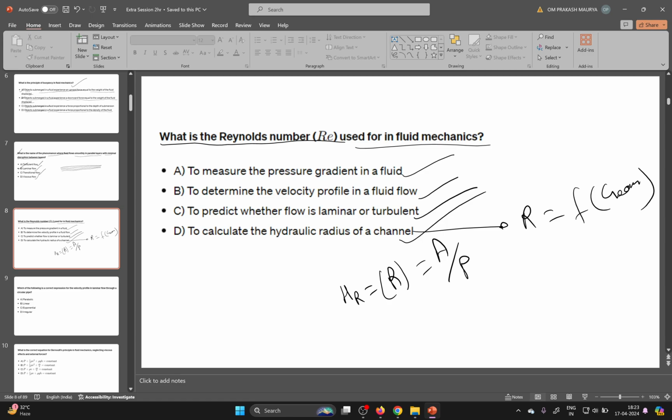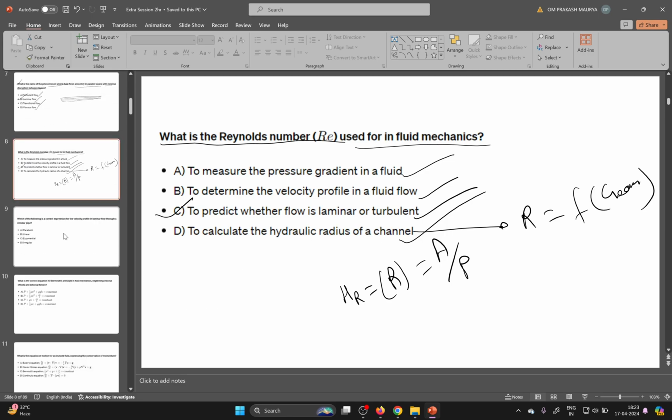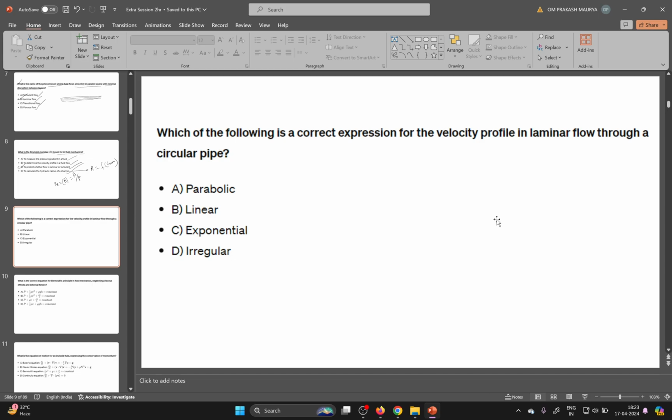So basically we use the Reynolds number to predict laminar and turbulent flow. Only option C is correct for that. The velocity profile will not be calculated using the Reynolds number. We just try to get whether it is laminar or turbulent. Option C is correct for that. Now moving ahead to the next question.